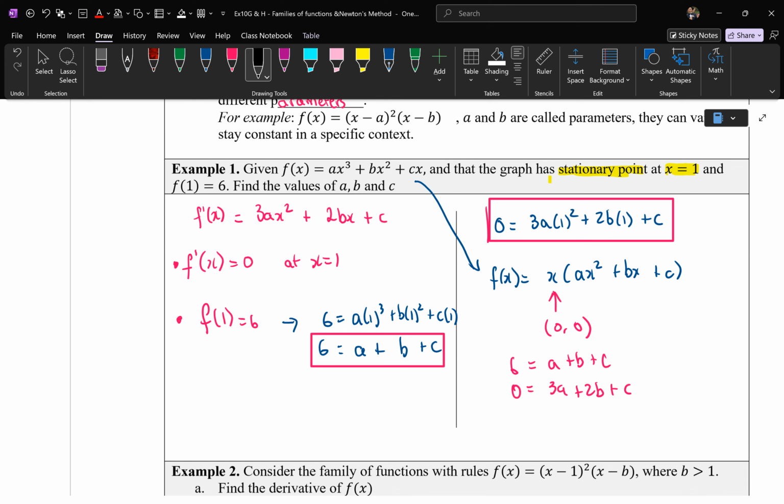What am I missing? You just find this A in terms of C, and then just sub in a value for C. You could find A in terms of C. Yeah. And then you make up a possible value.